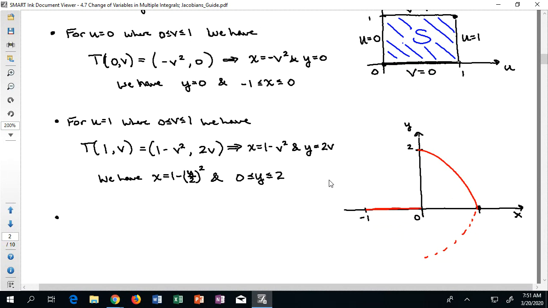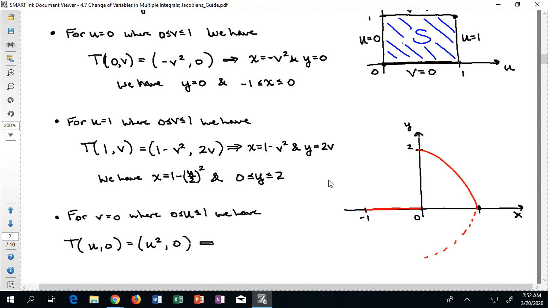Okay, we have 2 more sides to map over, so let's start by taking a look at when v is equal to 0. When v is equal to 0, we see there that u is going to be a value that runs from 0 to 1. And so I can think about what happens in the transformation. Here, I'm going to have u and 0 in place of v. So that means I'm going to end up with a u squared and ultimately a 0. When I think about what this gives me, this tells me that x is the same as u squared and y is the same as 0.